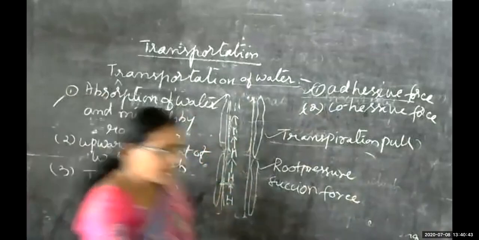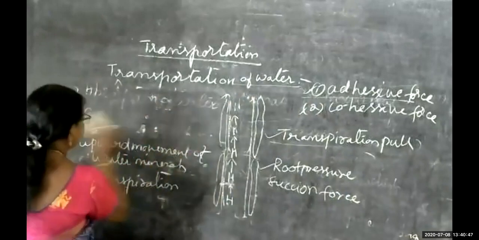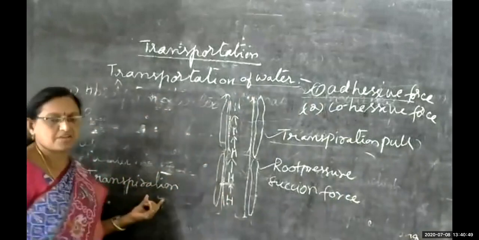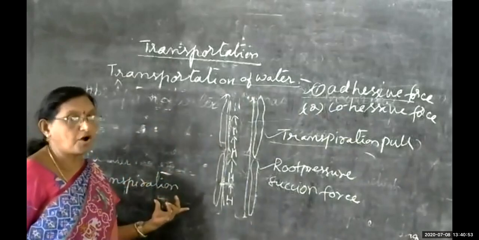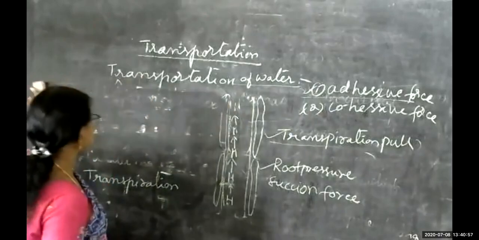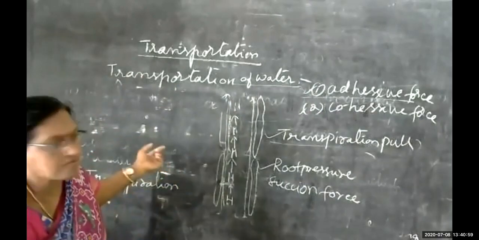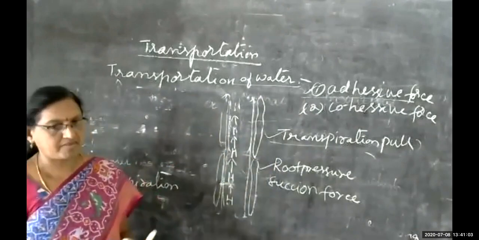Okay. Then what is the third step here? Transpiration. The third step involved in the transportation of water is transpiration. So here this transpiration is there, children. That is nothing but the removal of excess water by the leaves in the form of water vapor.